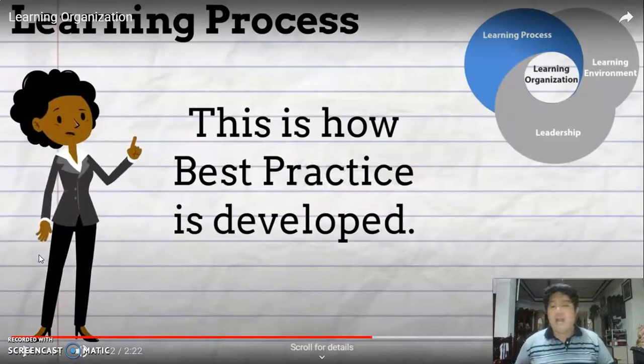That is why we have these in our Learning Action Cell in the Department of Education to share our best practices and to come up with good and productive outcomes.